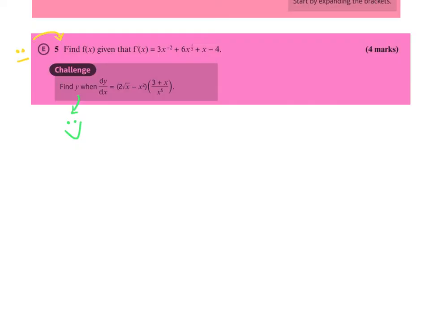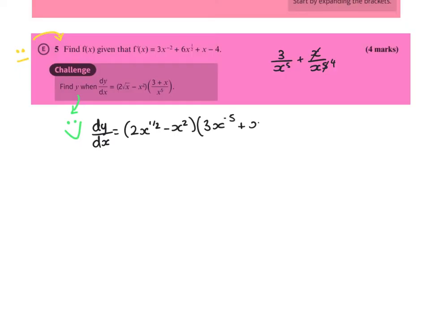So step 1, I need to make sure I write this in a form so that A, I can expand it out, and B, each term has a base x. So 3 over x to the 5, remember, I'm going to split this up. This is 3 over x to the power of 5 plus x over x to the power of 5. 3 over x to the power of 5 is 3x to the power of negative 5. X over x to the power of 5 is 1 over x to the 4, which is plus x to the negative 4. So that's our first stage.